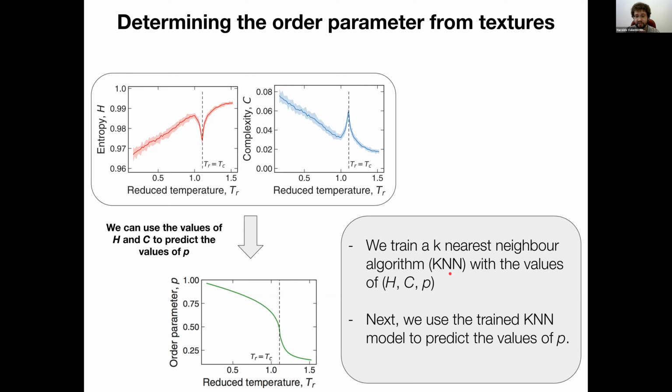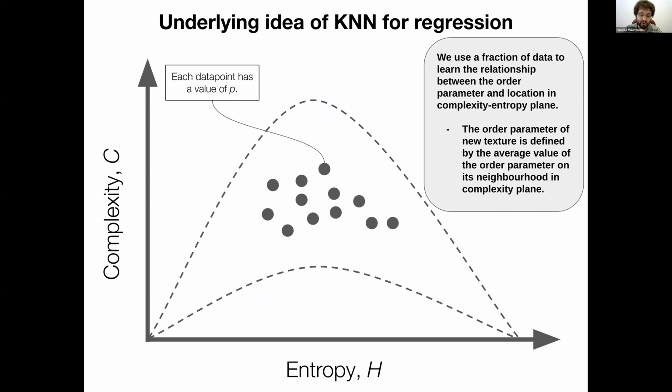And what we actually did was to train one of the simplest machine learning approaches, the k-nearest neighbor, or KNN, with a sample of textures for which we know the values of the order parameter. So we have these training sets where we know the values of the order parameter, and then we also estimate the values of entropy and complexity. I will show how the KNN works, but it's quite simple. It's actually one of the simplest machine learning algorithms. It works more or less like this. We can say that the KNN is just remembering our data set.